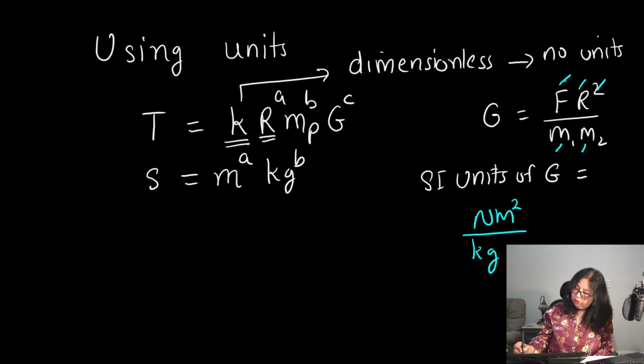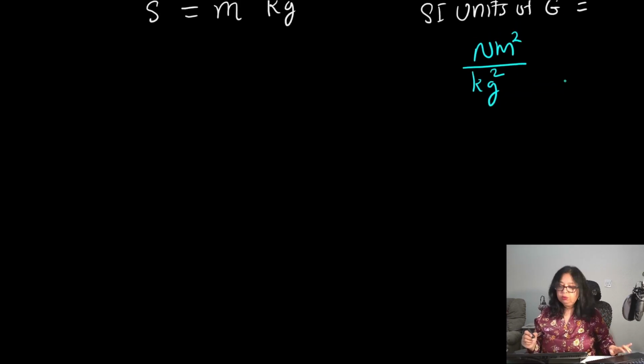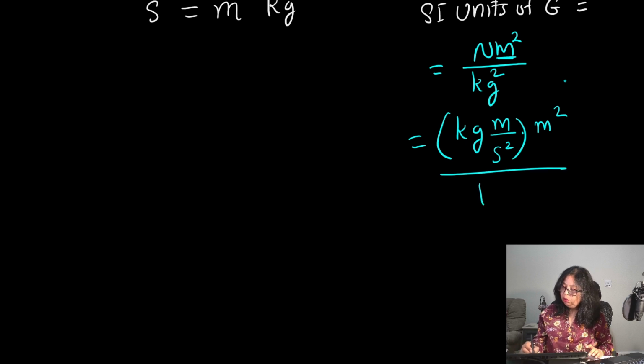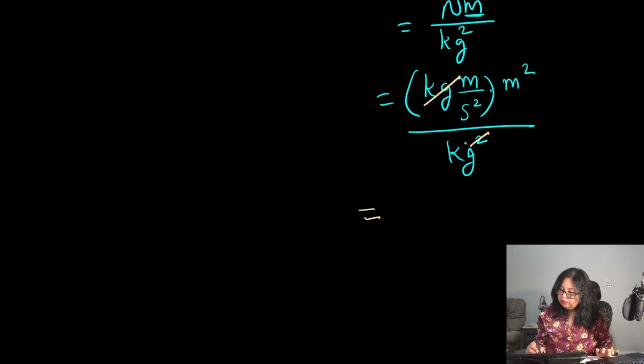SI unit for the other mass, kilograms. Kilograms times kilograms is kilograms squared. Now newtons. Newtons equals kilograms times meters per second squared. So that's just for newtons. Times this meters squared over kilograms squared. Now, this kilogram cancels one of the kilograms at the bottom. What does this give us now?